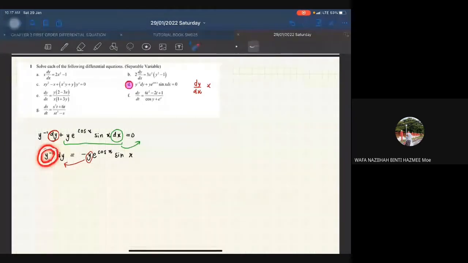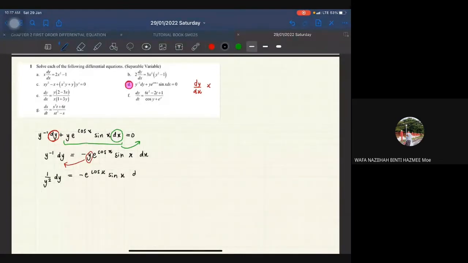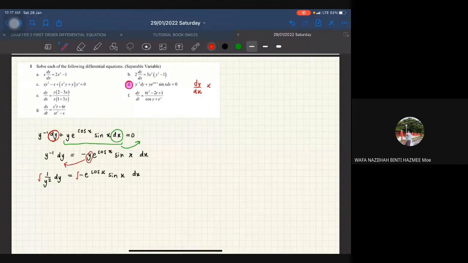Okay, so this one over here is 1 over y. Okay, and then kita ada divide by y. So awak akan dapat 1 over y square dy, which is equal to negative e^cos x sin x. Saya tertinggal dx. Okay, so sekarang y dah belah kiri and then x dekat sebelah kanan. Okay, so kita letak integral sign. Settle. Alright, so let's integrate this one.